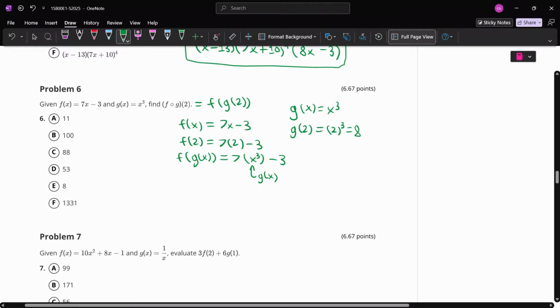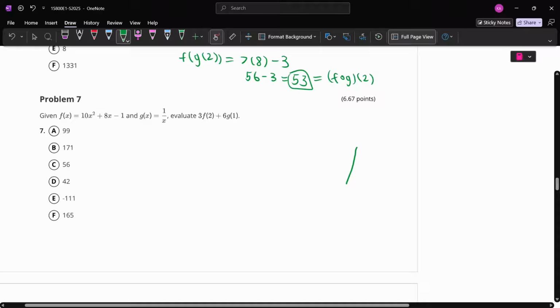And so then all we have to do from there is plug 8 back into this thing over here. So in the case of here, we'd end up with f of g of 2 is going to be equal to 7 times 8 minus 3. 7 times 8, that's going to be 56. So 56 minus 3, and you end up with 53. So this would be equal to f circle g of 2, or more normally speaking, f composed of g of 2. And so the answer to this question would be D.